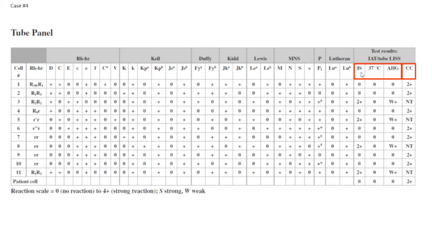Right. So here we see that not only are we doing warm reactions at 37 and AHG phase, but we're also using immediate spin, which is typically taken to mean cold reactivity, and we're seeing some fairly strong 2+ cold reactivity. Can you tell us a little bit about what this CC means, since we're seeing it in all the panels and on the screening cells? So these are known as the check cells, and they're basically used as a control for the negative AHG reactions. Correct.